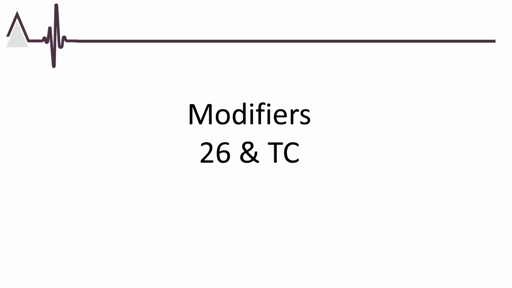On the other hand, modifier TC is used to indicate that only the technical component of a service was provided. This means that the service was provided by a facility that owns the equipment, such as a radiology or laboratory facility. This modifier is used when the physician does not interpret the results of the test and only the technical portion of the service was provided.